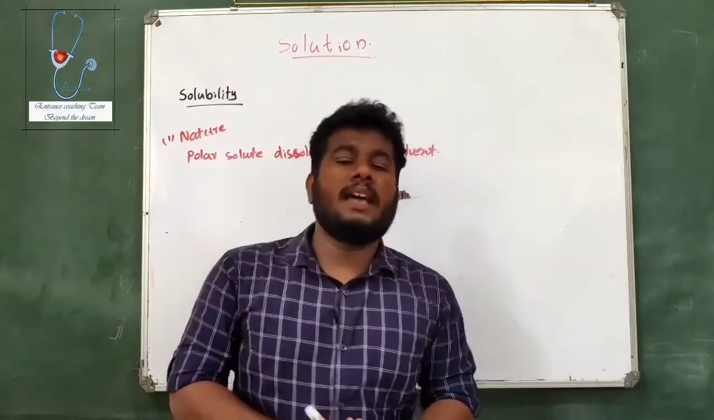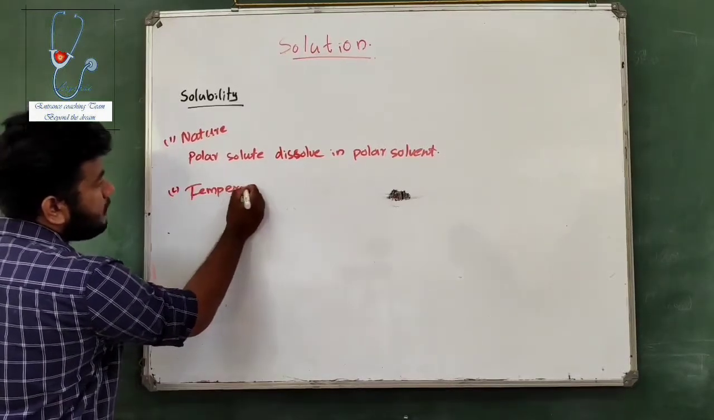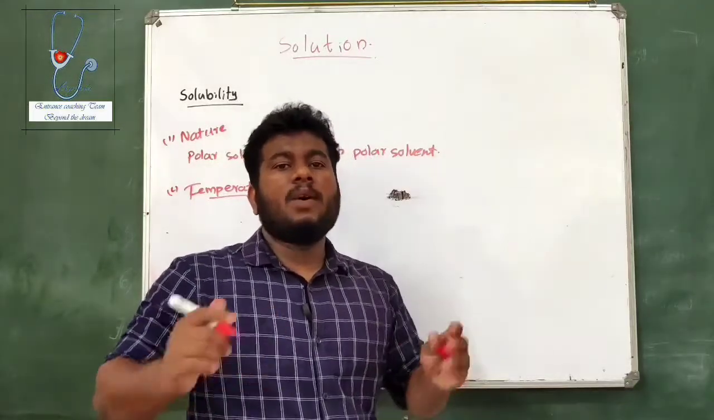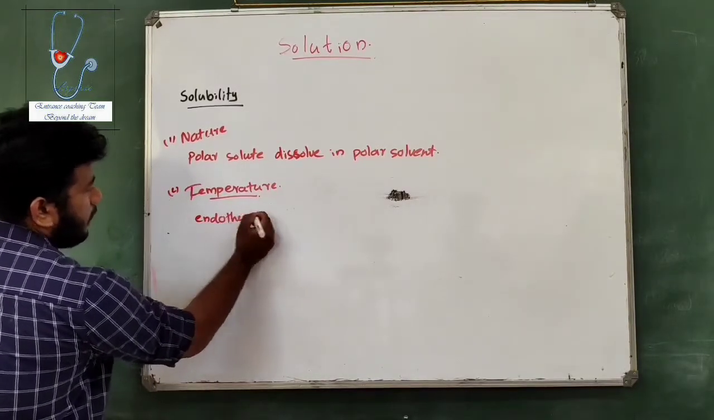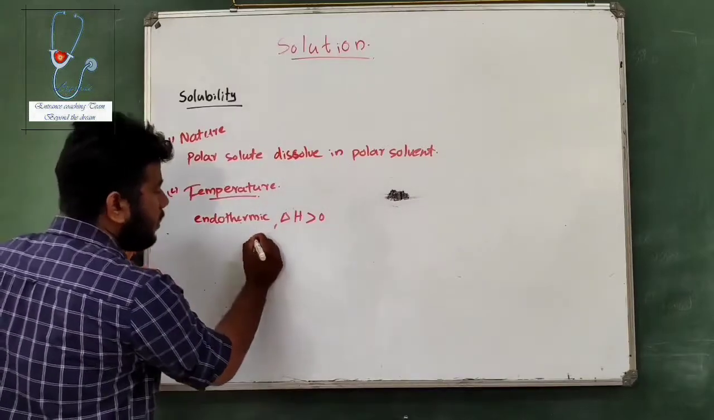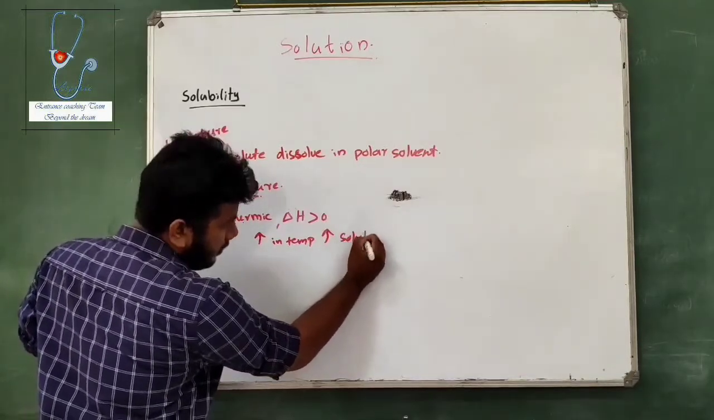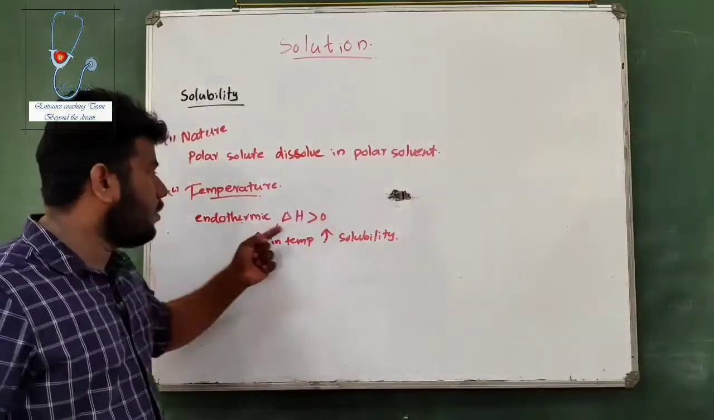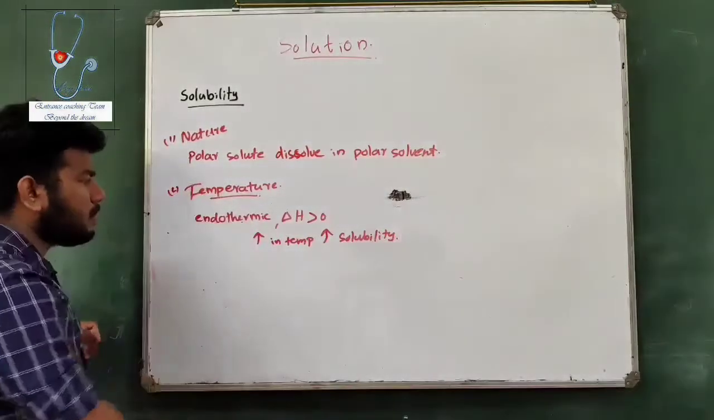Come to the next point, temperature. What is the dependence of temperature on solubility? If a process is endothermic, that is delta H greater than zero, then an increase in temperature increases solubility. That is a very, very important point.